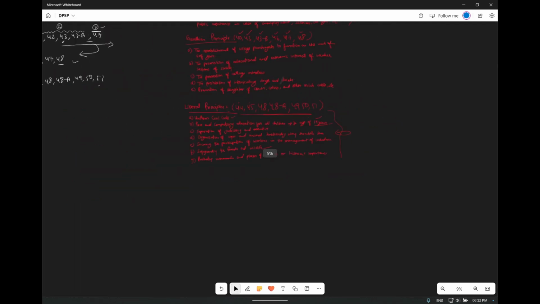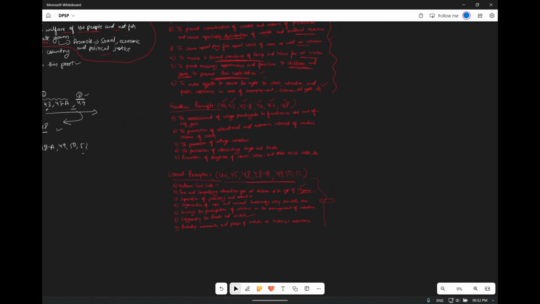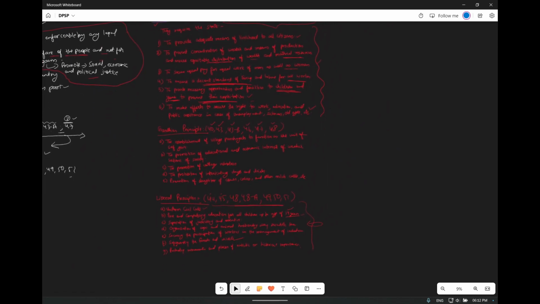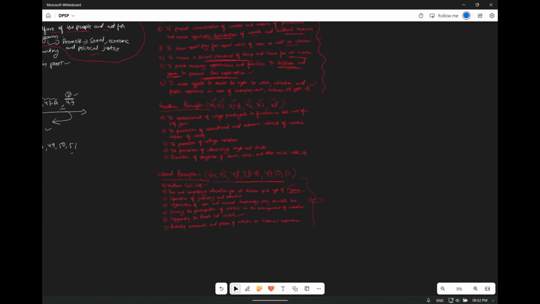Okay, so we have discussed all the aspects: the socio-economic principle, the Gandhian principle, and the liberal principle in detail. Okay, so the real significance of the directive principles lies in the fact that they intend to provide social and economic democracy in the country. Without that, political democracy is a farce. Okay, without it, it is completely like we can't think about it.